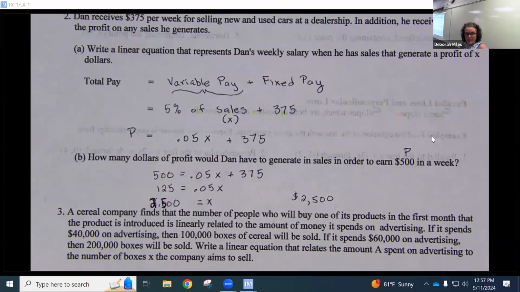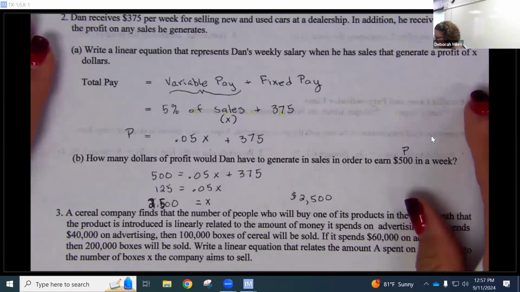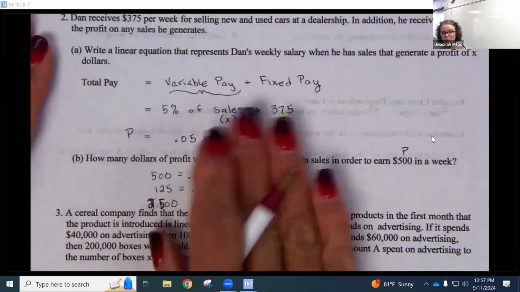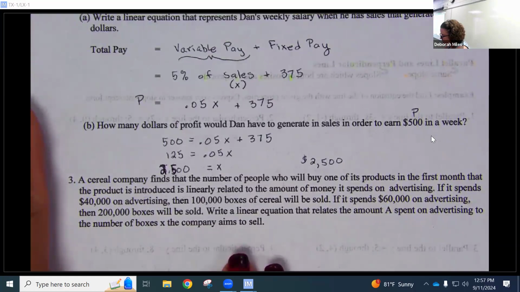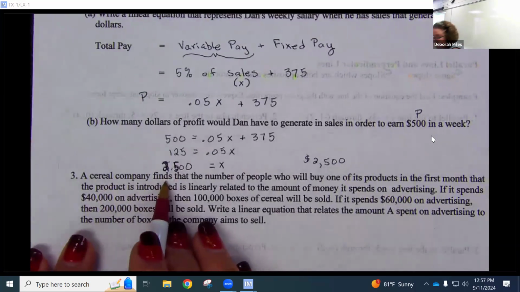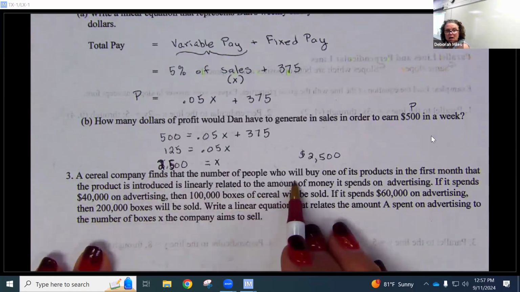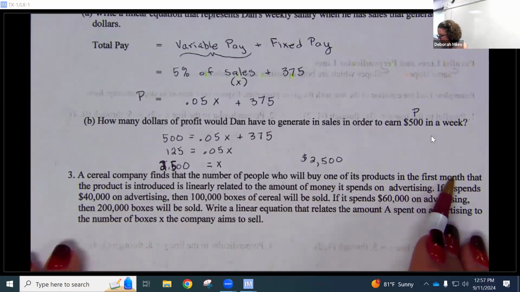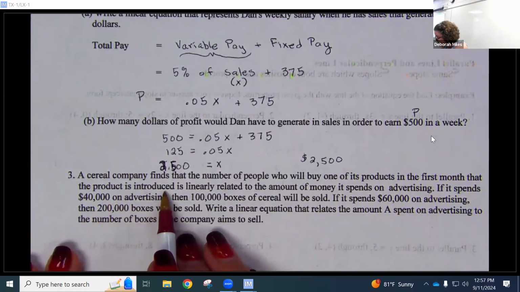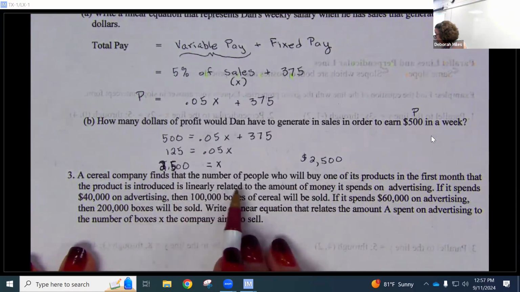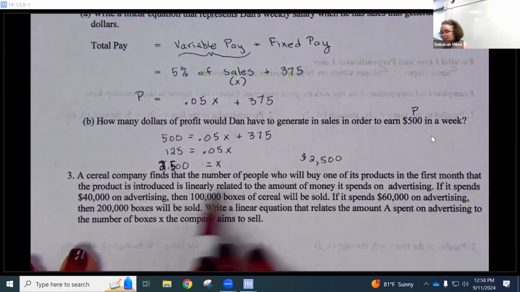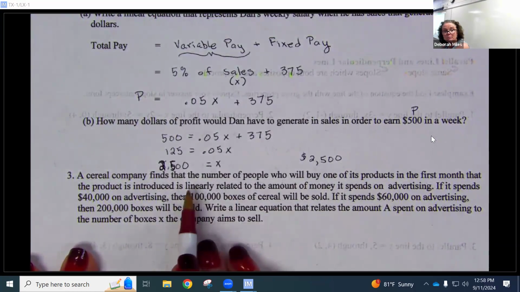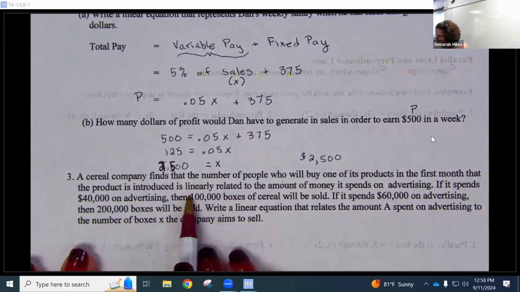All right, last one. We've had two examples where I was given a slope and a y-intercept. I bet this one I'm given 2 points, but let's see. A cereal company finds that the number of people who will buy one of its products in the first month that the product is introduced is linearly related. That just tells you that it fits a line. I'm going to be able to come up with two ordered pairs and use the point slope form.